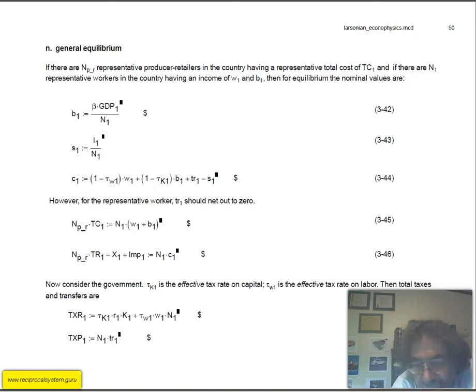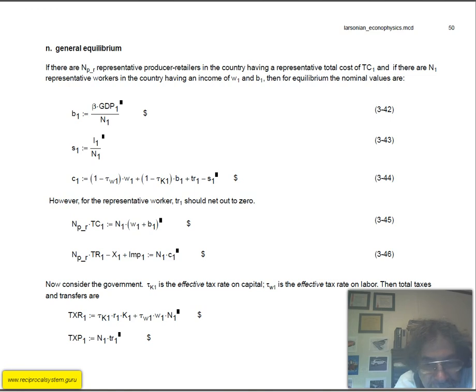And total taxes and transfers are total taxes, that's TXR sub 1, equals tau K sub 1 times R sub 1 times K sub 1, that's the capital part, plus tau sub W1 times W sub 1 times N sub 1, that's the worker part. So we have the two parts: the taxes on capital and the taxes on labor. And TXP sub 1 equals N sub 1 times transfers.